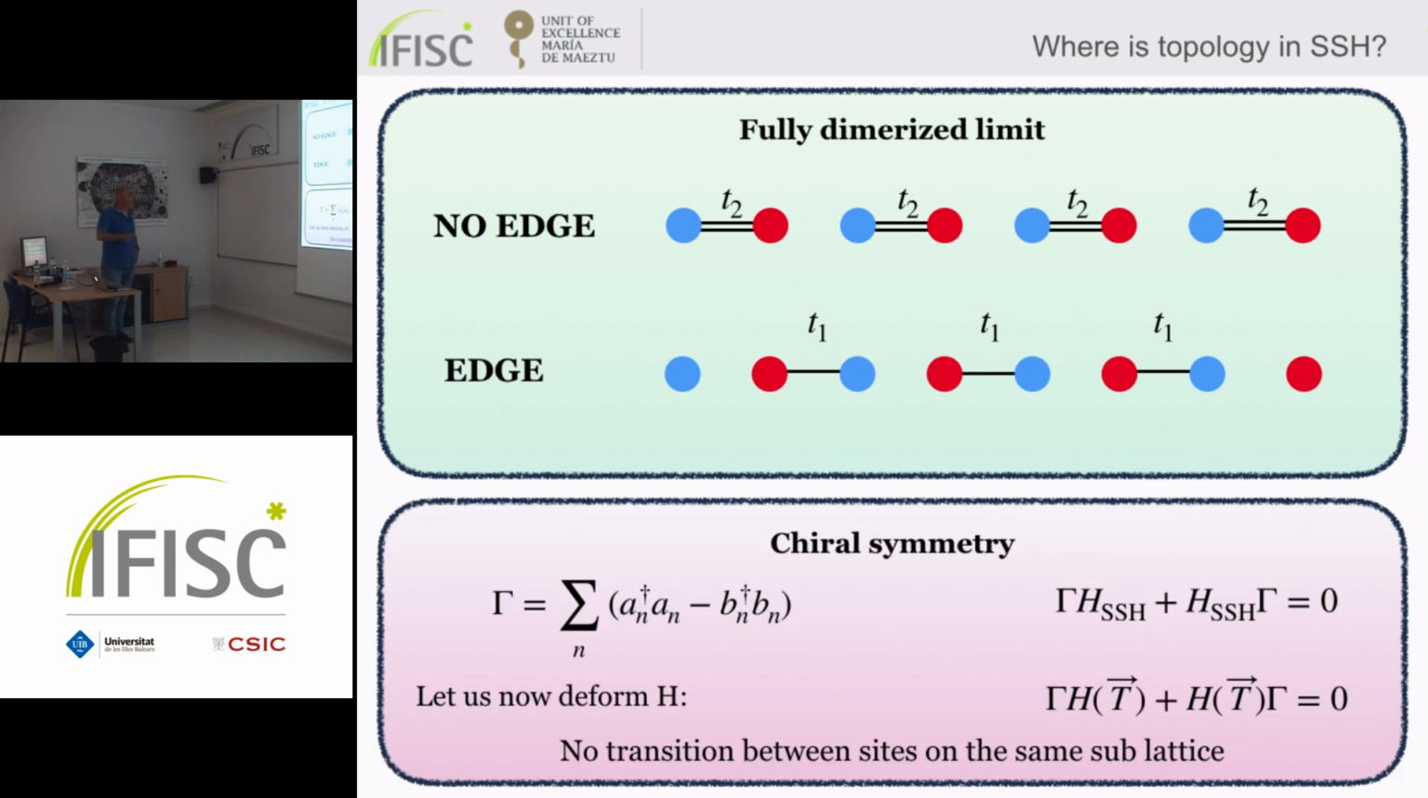So, more formally, you can understand why the states are protected outside this fully dimerized limit. It is because there exists a symmetry in the Hamiltonian, called the chiral symmetry, that also holds if you deform.